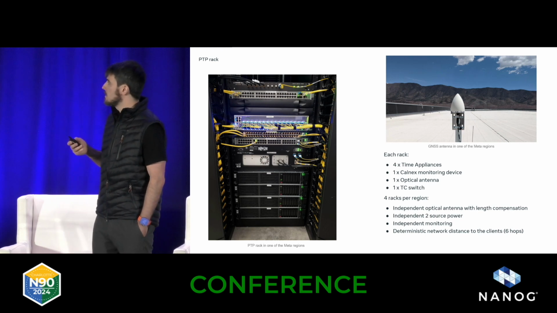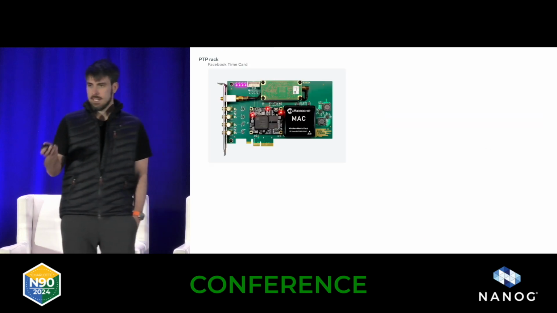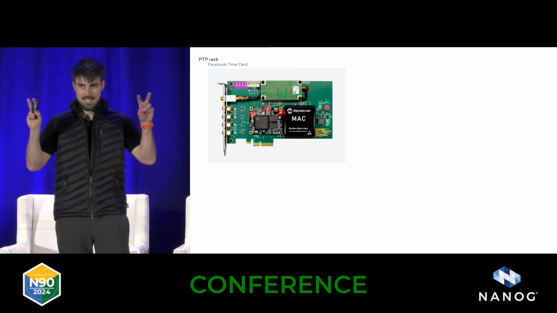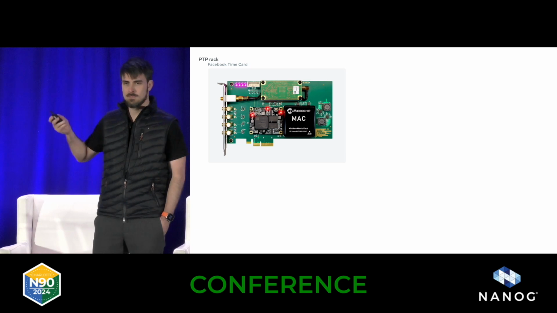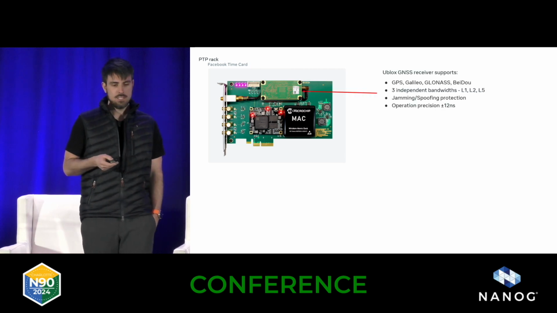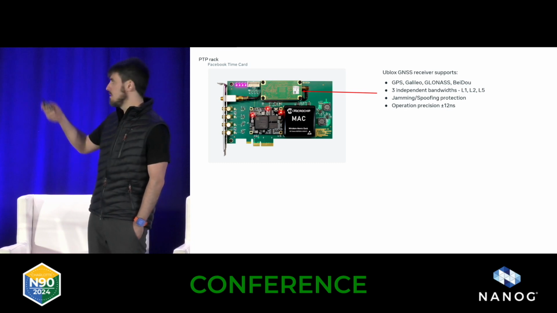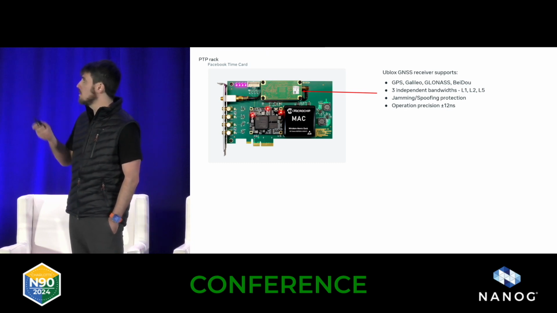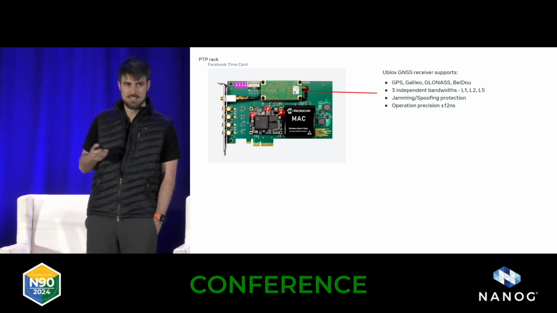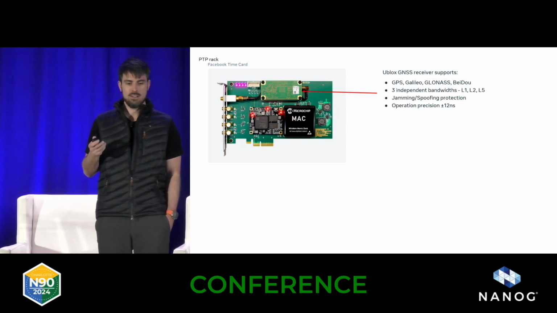This is very important. The time appliance itself is just a typical server, but what makes it a time appliance is the thing called the Facebook Time Card, which we developed and fully open sourced a few years back. This is a very cool thing which has a GPS receiver, or GNSS receiver, on board, which generally gives you a precision of 12 nanoseconds. This is as good as it gets in the modern era.